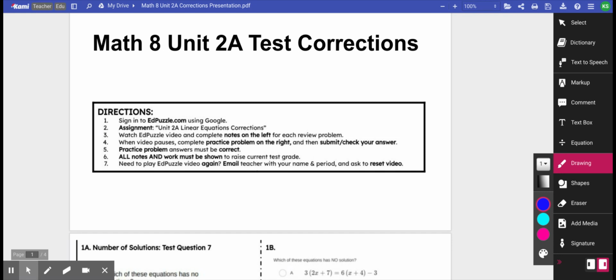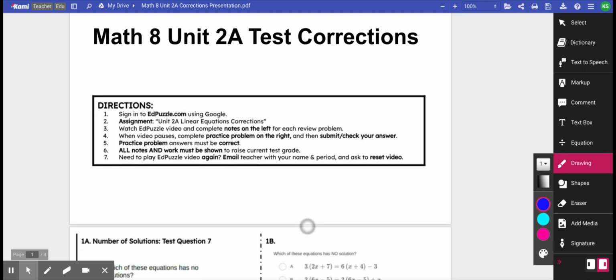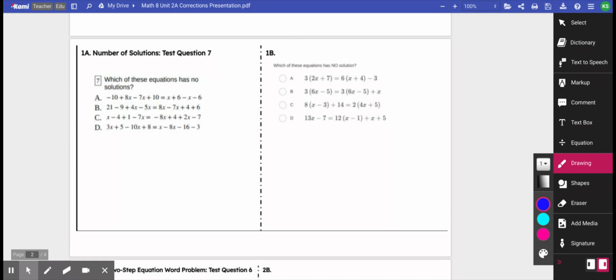You do need to show both problems. So when we get into it, like 1A, you have to show the work for 1A and the work for 1B. Okay, so make sure that you have all of the work and the notes from what I'm going over with you guys. Okay, if you need to play the Edpuzzle again to get them all correct, just send me an email with your name and your class period, and I will reset your video. Okay, so that's pretty short and to the point. So let's look at the first problem.